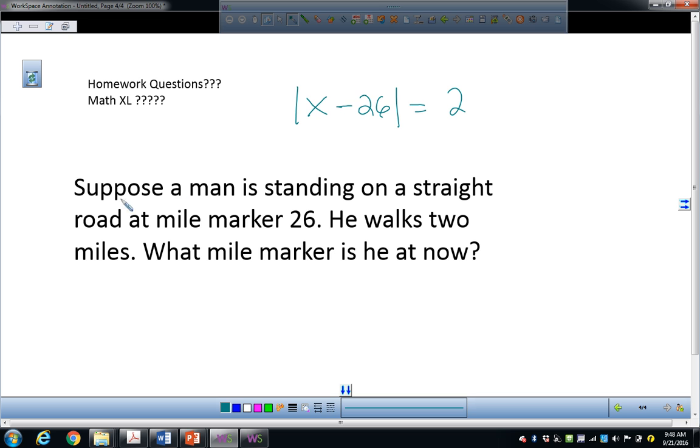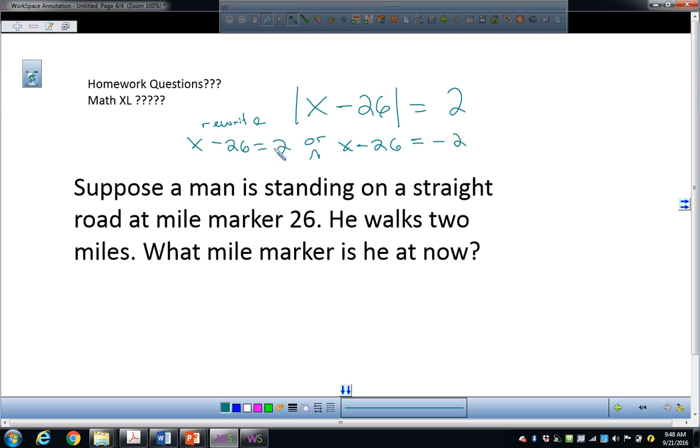Now, anyone know how to solve an absolute value equation? To account for one being to the left and one being to the right, you make two equations. You say x minus 26 is equal to 2. You just rewrite it plain old simple, okay? Then you rewrite it with the opposite: x minus 26 equals negative 2. Or. So what do I get when I solve this equation?